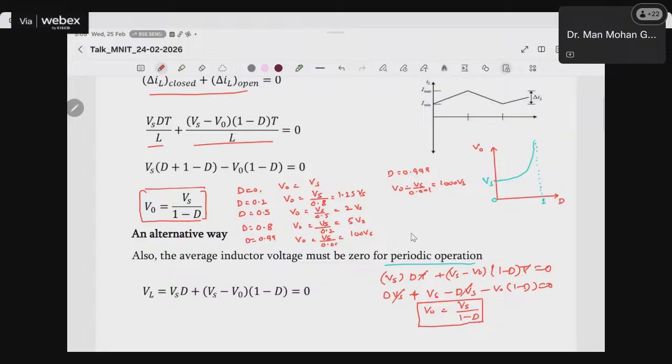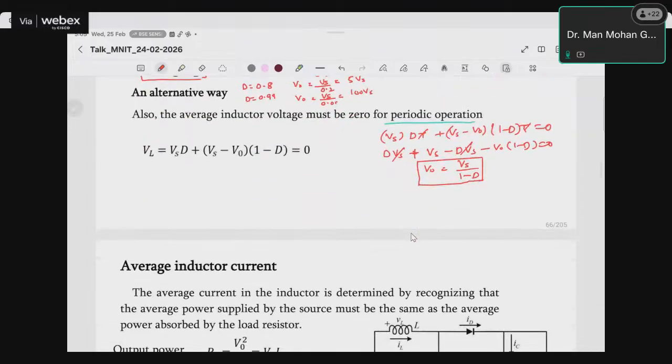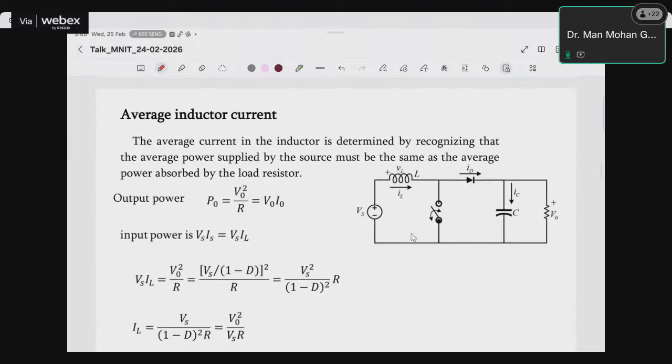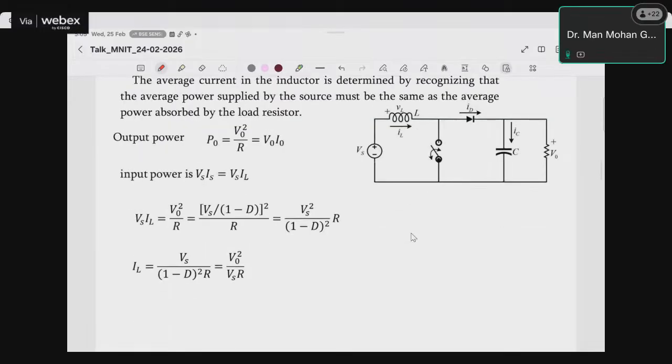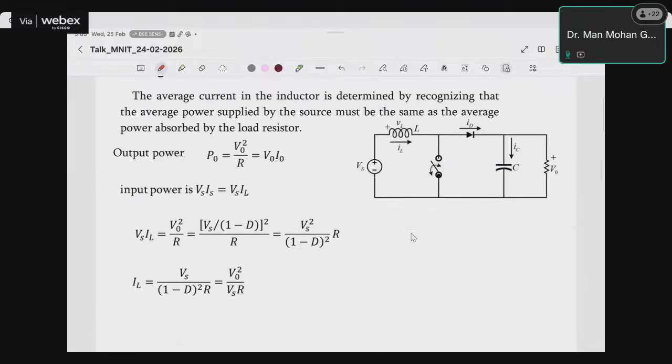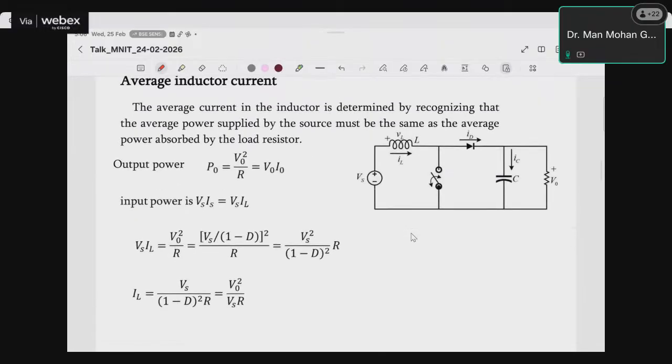Okay, so this is the output voltage. This way also we can derive the output voltage. Now next is the design of inductor. How to design the inductor for this case? There are various ways. Let us see one way how to find the average inductor current.